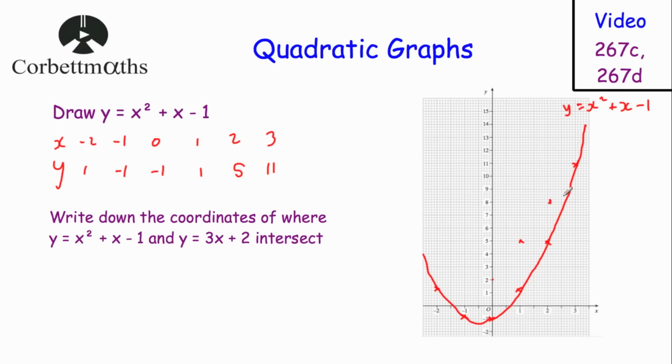And again, because the gradient's 3, I'm going to go another unit across, moving from 2 to 3, and go up 3, so that'll bring me to 11 and so on. So I've got these 4 points, I'm going to get my ruler and pencil, and draw a nice straight line through them. And that's it.